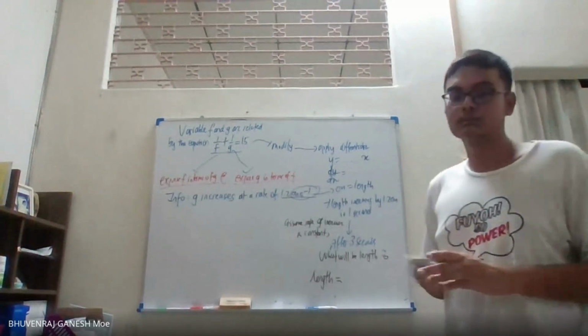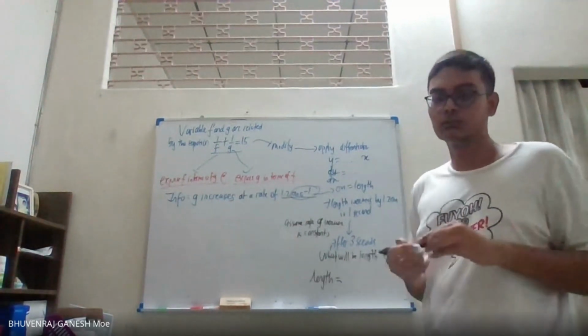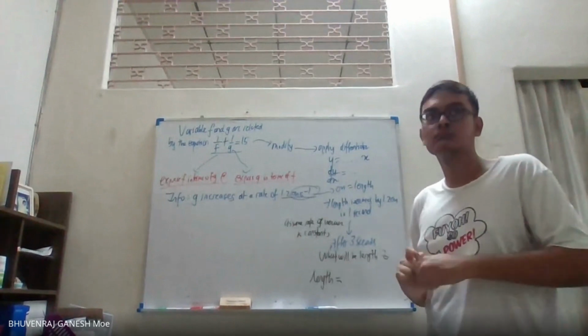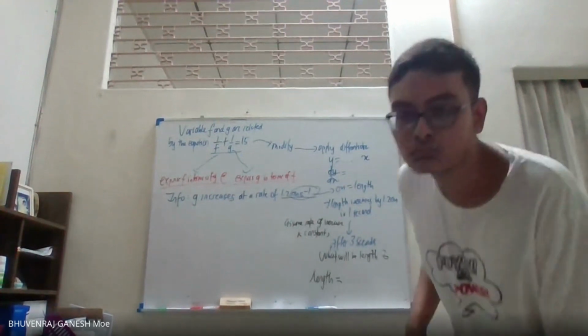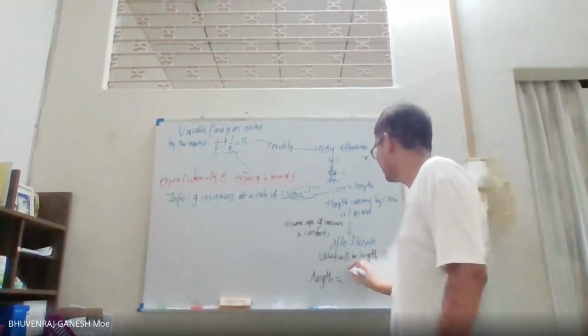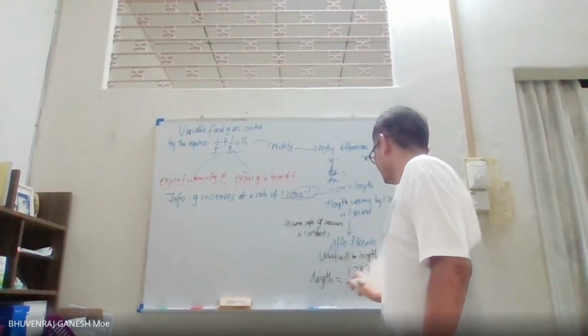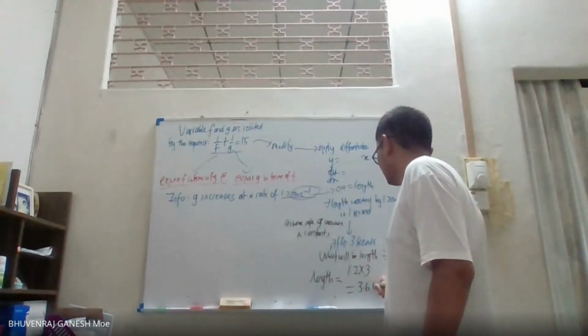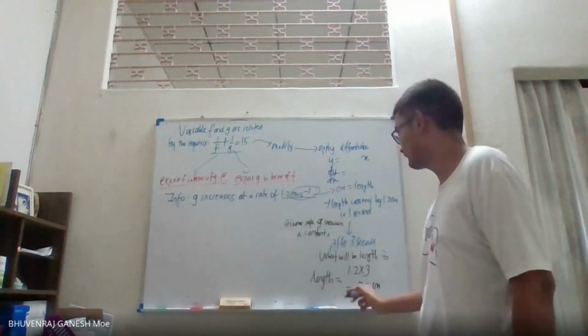Actually, this one's basic times only. Just times one thing with another thing, you can find out what will be the value. 1.2 times 3, yeah, correct. So you get 3.6 cm only, means length is in cm, right?